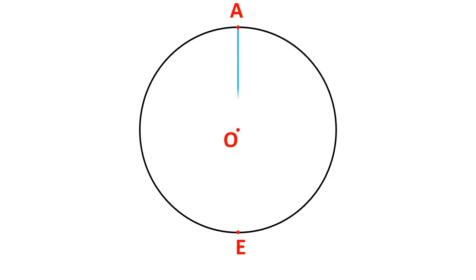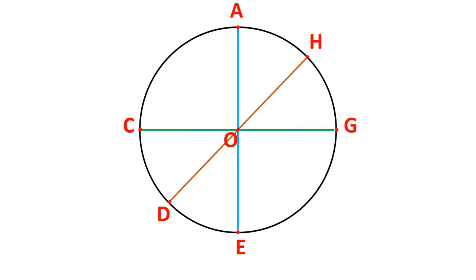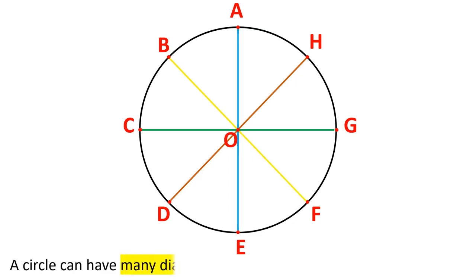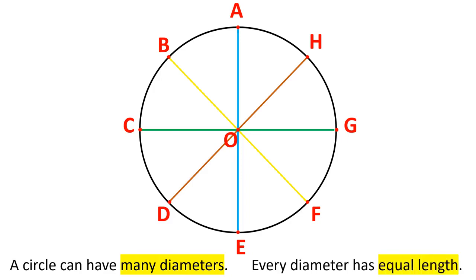Is AE a diameter? Yes. Is DH a diameter? Yes. Is GC a diameter? Yes. Is BF a diameter? Yes. So, what do we observe? A circle can have many diameters. We can measure and see that all the diameters are of equal length. So, every diameter has equal length.